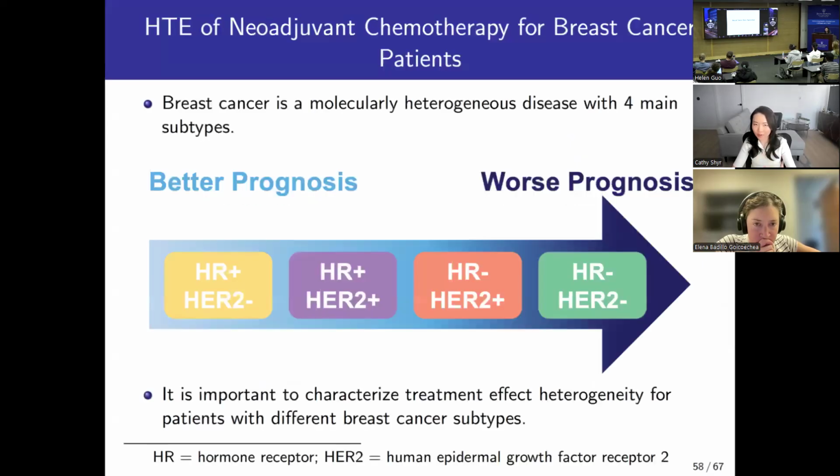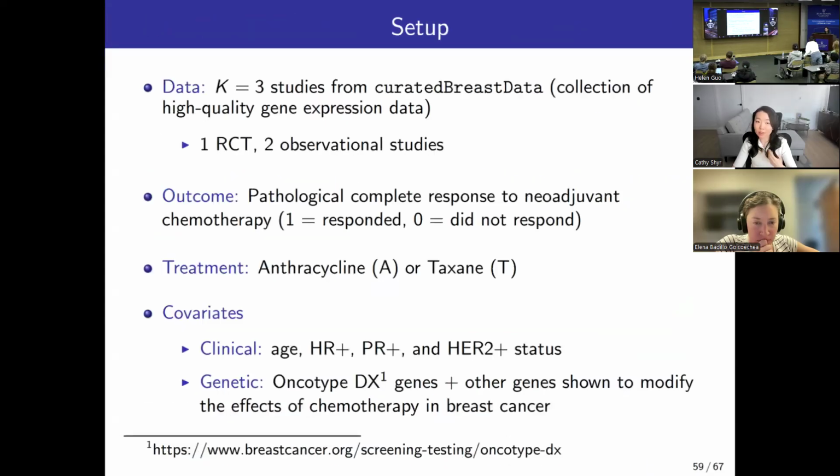Okay, so for a second data application, this is again looking at the breast cancer example. The goal is to estimate the new patient HTE of neoadjuvant chemotherapy for breast cancer. We had 3 studies from the curated breast data. This is a collection of high quality gene expression data sets.